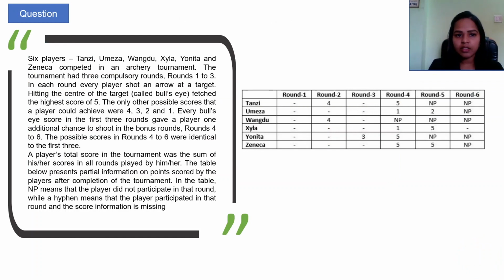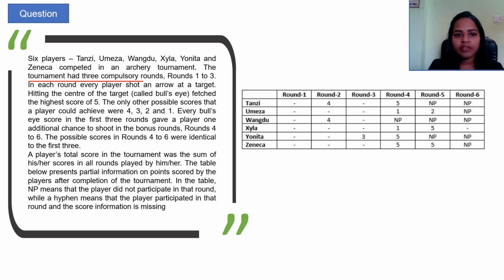6 players T, U, W, X, Y and Z competed in an archery tournament. The tournament had 3 compulsory rounds, rounds 1 to 3. So rounds 1, 2 and 3 are compulsory rounds. In each round every player shot an arrow at a target. Hitting the center of the target, called bullseye, fetched the highest score of 5. The only other possible scores that a player could achieve were 4, 3, 2 and 1. So wherever there is 5, it means they have hit bullseye in that particular round.